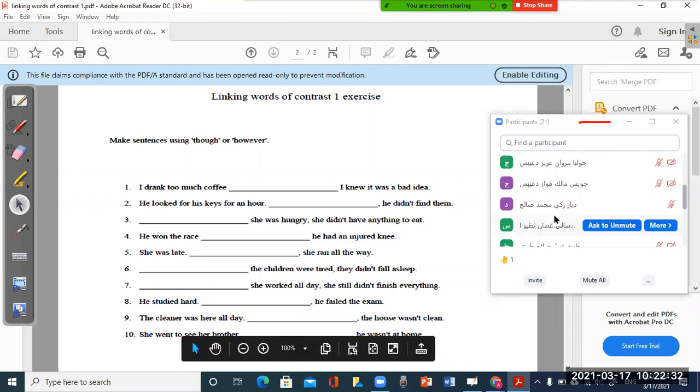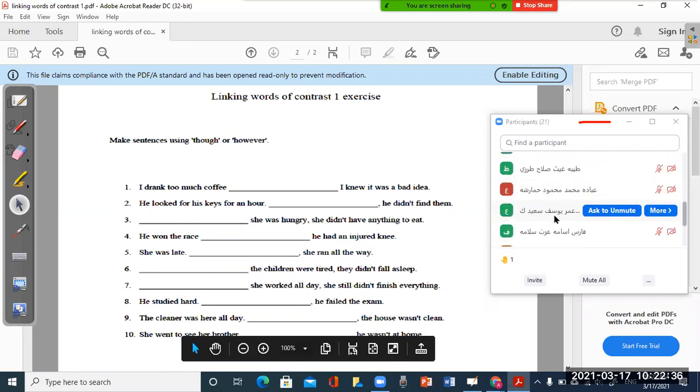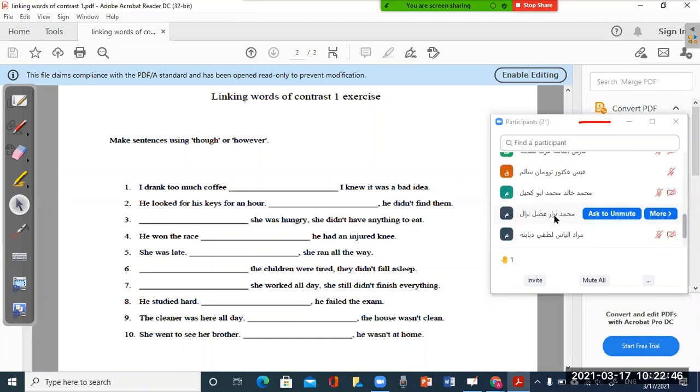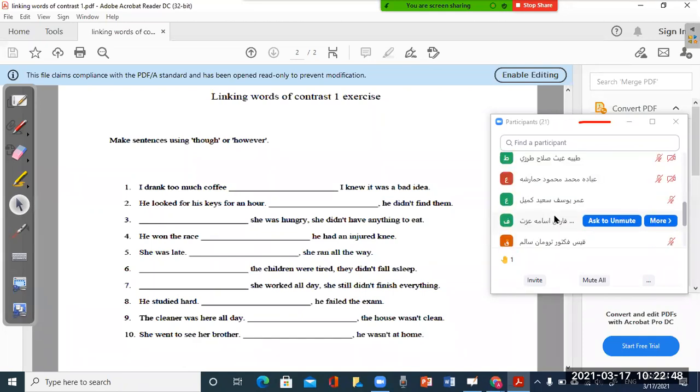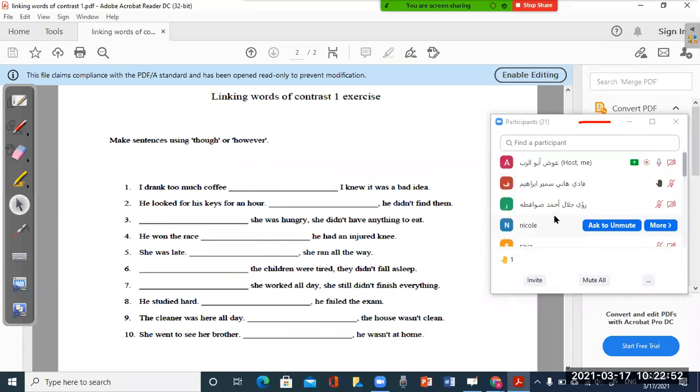Okay, Muhammad Nazar, number 8. He studied hard, however, he failed the exam. Qais, next one, number 9. Cleaners were here all day, however, the house wasn't clean. Okay, and the last one, Isa. She went to see her brother, however, he wasn't at home.